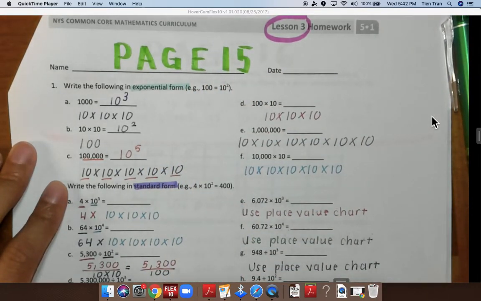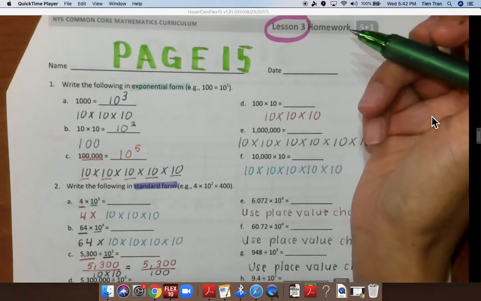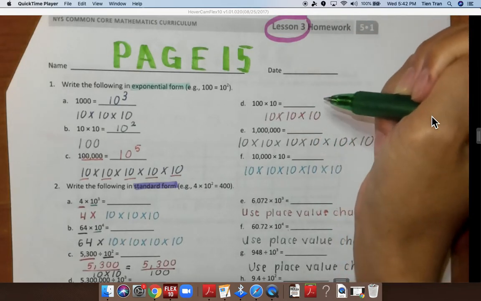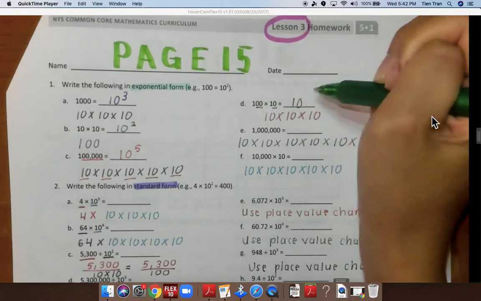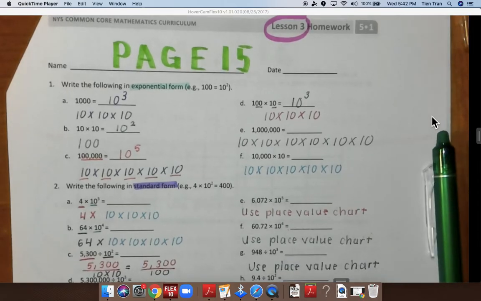Now, the next equation I have here is 100 times 10. This one is a little more tricky, but it means that you're multiplying 10 times 10 times 10. How do I know that? There are 1, 2, 3 zeros. So it is 10 to the power of 3. Okay? Now I'm going to try the next one.